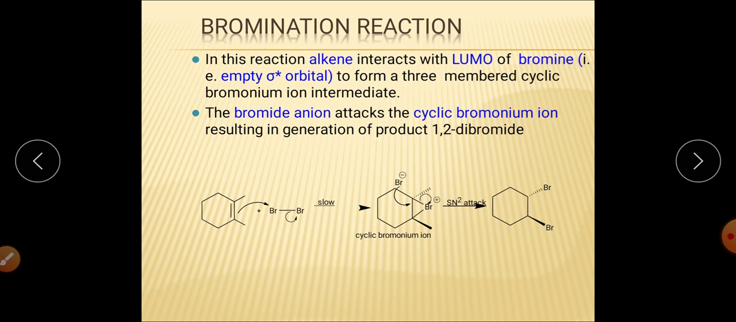So in most cases, we study the bromination reaction because of the existence of the cyclic bromonium ion. There is difficulty in the formation of the cyclic iodinium ion and chloronium ion. But the cyclic bromonium ion can exist, and because of its existence, this particular reaction is more prominent and more favorable in comparison to other halogenation reactions.